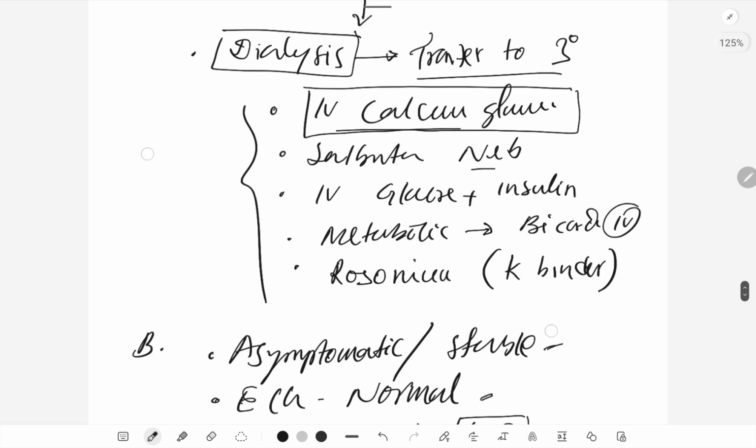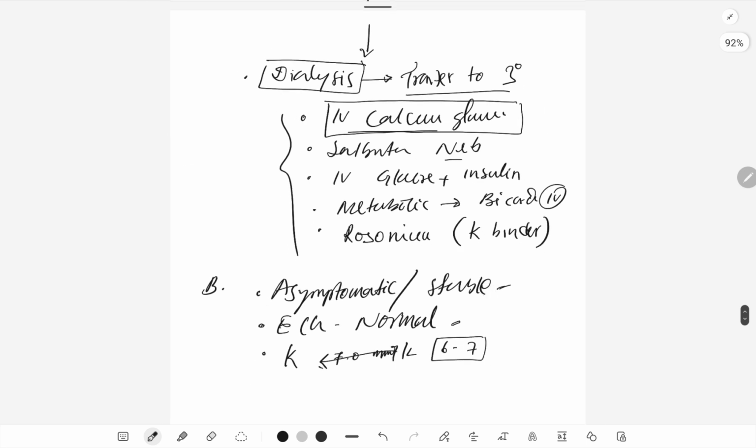I repeat again, in category A we have given IV calcium gluconate plus salbutamol nebulization, glucose and insulin, if metabolic acidosis is present, bicarbonate, and potassium binder. In case of category B, where the patient is asymptomatic, ECG normal, potassium 6 to 7, that means the patient's resting membrane potential is normal, fine, and the cardiac membrane is stable.